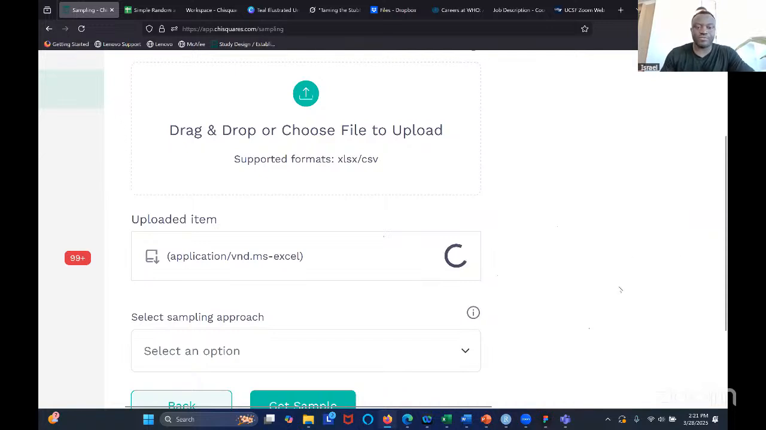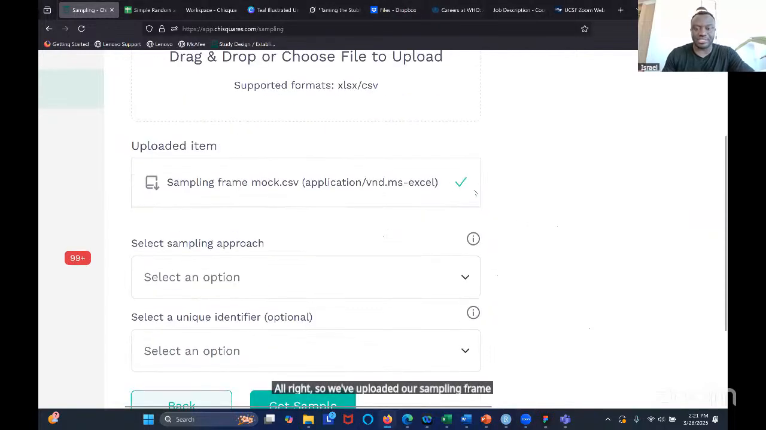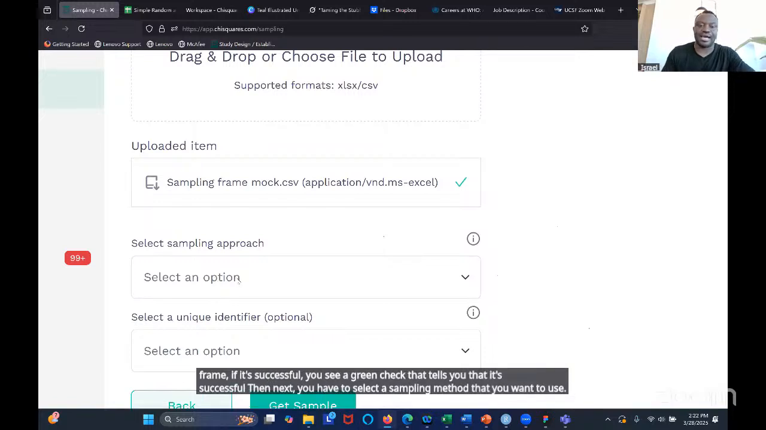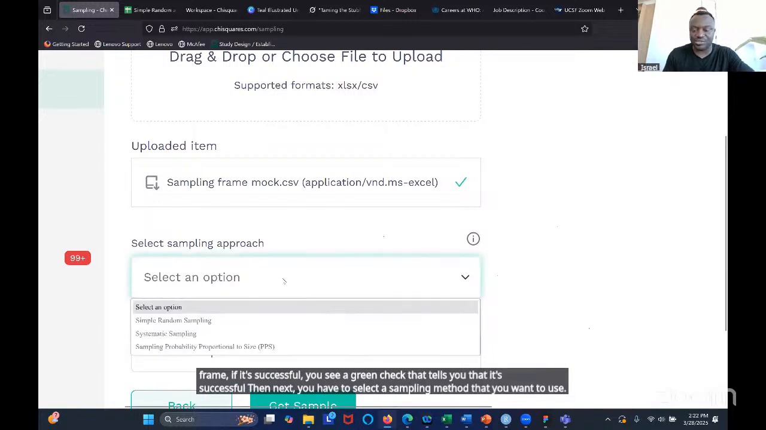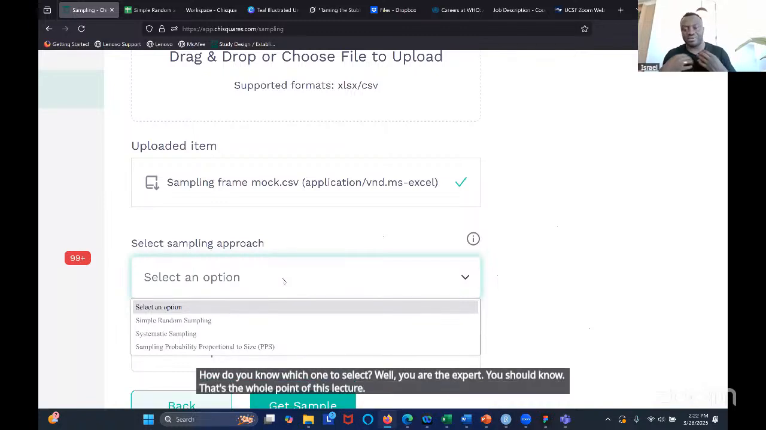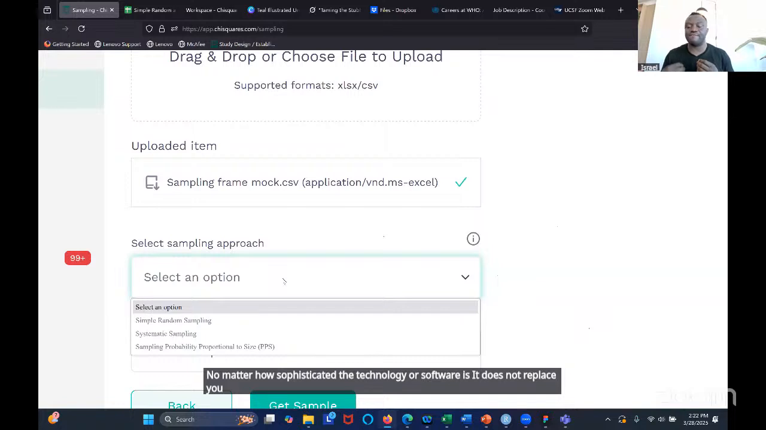All right, so we've uploaded our sampling frame. Once you upload your sampling frame, if it's successful, you see a green check that tells you that it's successful. Then next, you have to select a sampling method that you want to use. How do you know which one to select? Well, you are the expert. You should know. That's the whole point of this lecture. No matter how sophisticated the technology or software is, it does not replace you making critical decisions for yourself based on your knowledge of the study's context.